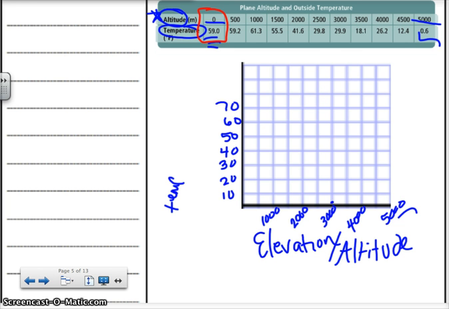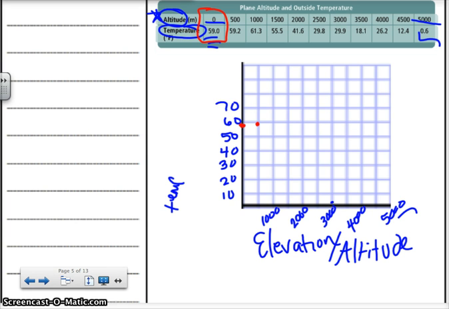So when my elevation is 0, I'm at 59 degrees, which is right under 60. When my altitude is 500, I'm at 59.2. 500 is this first marking. 59.2, it's hard, you just put a rough estimate. It does not have to be perfect.